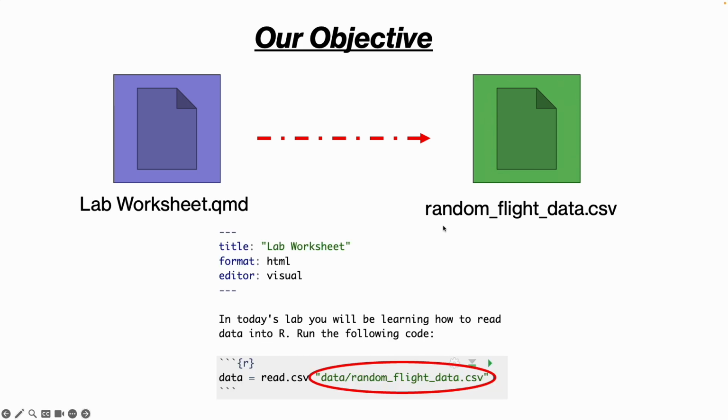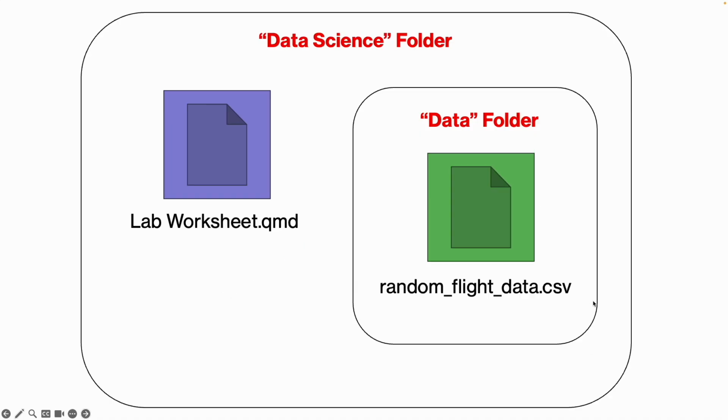Now, this here is an excerpt from the lab worksheet, and we can see down below we have some code to read in the data. This part circled in red is called the path, and we'll be describing what this means very shortly.